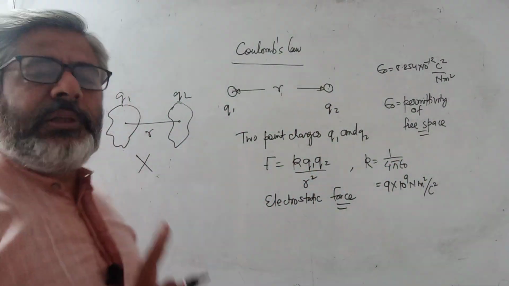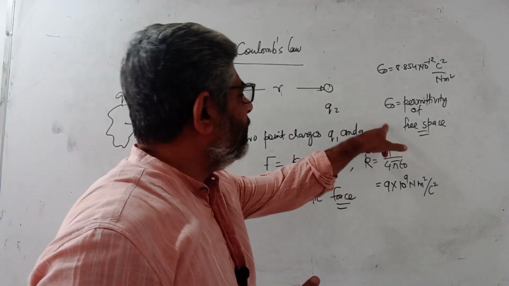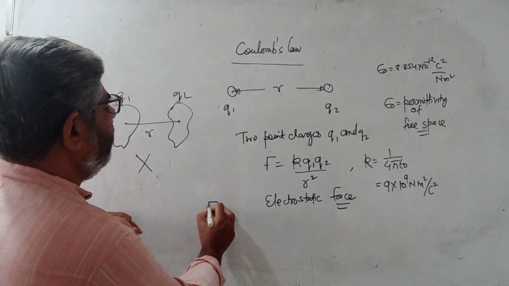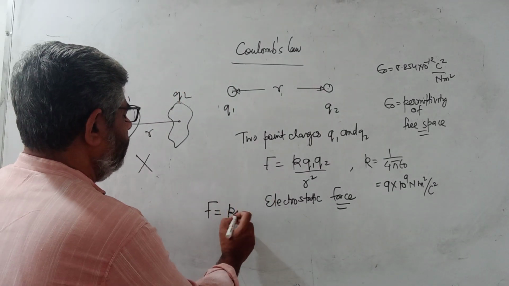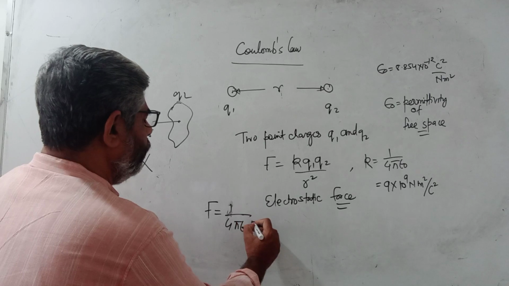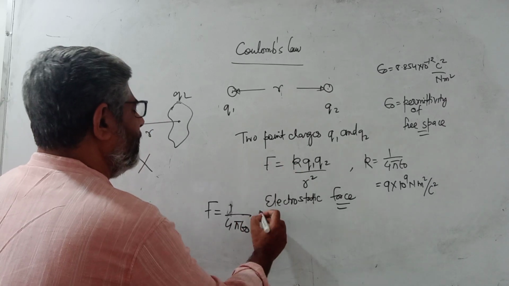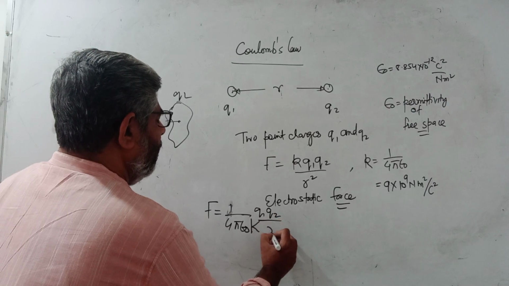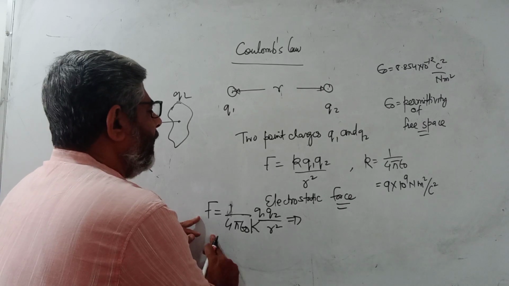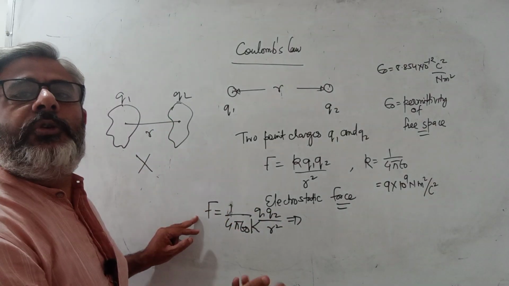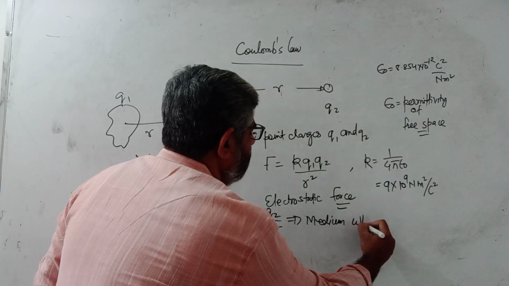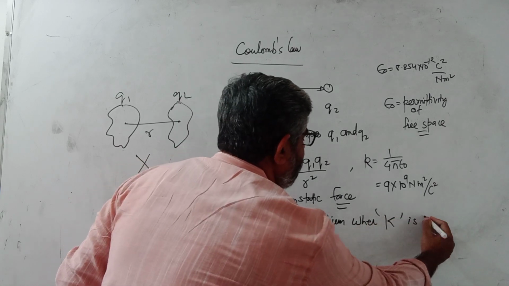So we will speak about the direction, but before that you should also remember that if these charges are not placed in free space or vacuum, then F is equal to, or let me write it as, 1 upon 4 pi epsilon naught into capital K. Remember, I am not writing the small k, capital K, Q1 Q2 upon R square. Now this equation we will write when these two charges are not in vacuum but some other medium, that is in a medium where K, capital K is the dielectric constant.